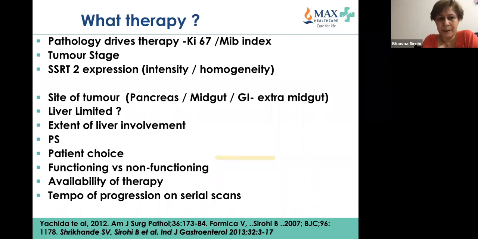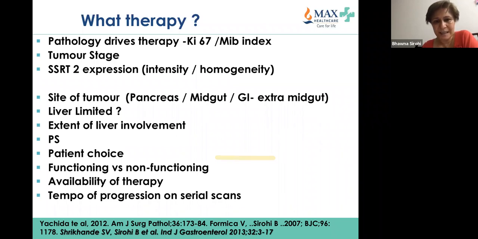So we talked about pathology drives the treatment. And I would also like one of you to present a case next week so that we can discuss the complexities at that time as well. So tumor stage, yes, it decides treatment because obviously if it's a solitary pancreatic tumor, you would go for surgery.